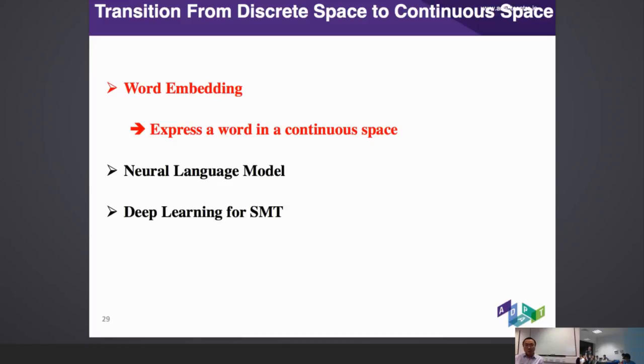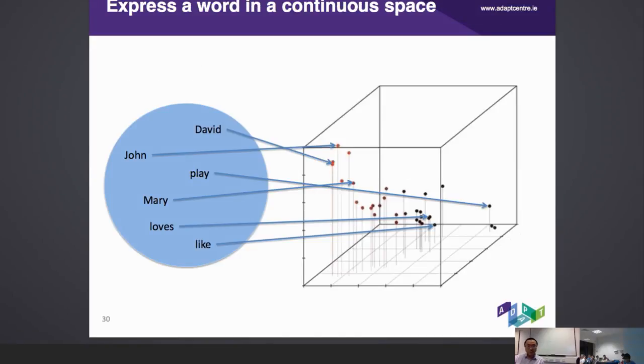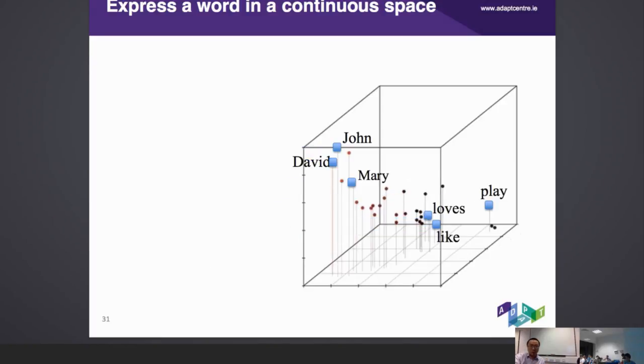So first we need to map each word in the source side to a continuous space. This technique is called word embedding. We can see on the left side we have a discrete space. There are many words there, but we need to map them into a continuous space, so just map each word to a vector.